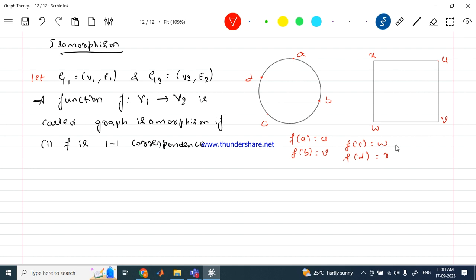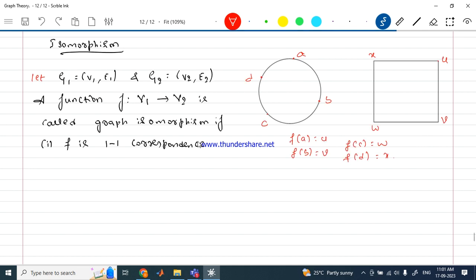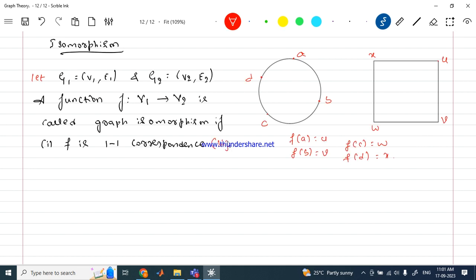So that becomes what? A one-to-one mapping. It's a bijective mapping. One-to-one correspondence means it's a bijective mapping. So this is the first condition it needs to satisfy. And condition number 2 is what we're expecting along with this.